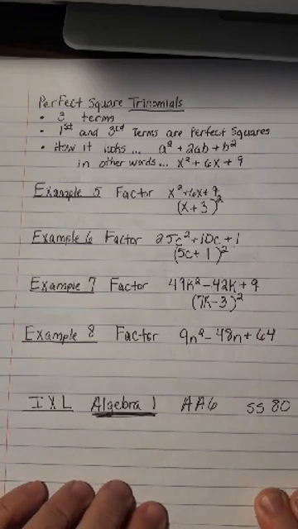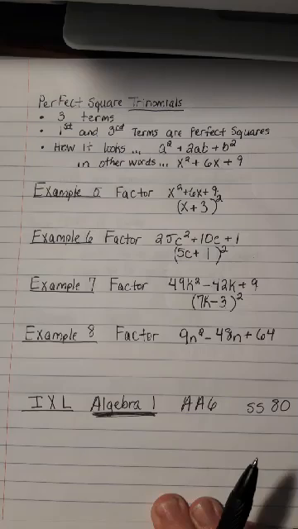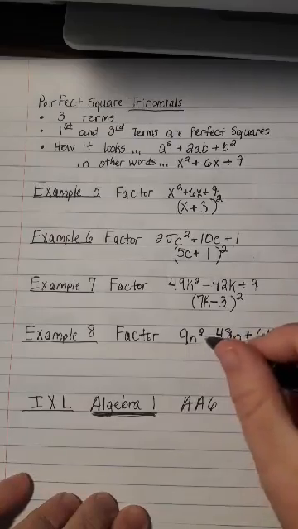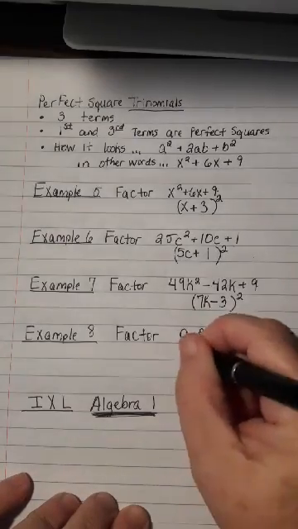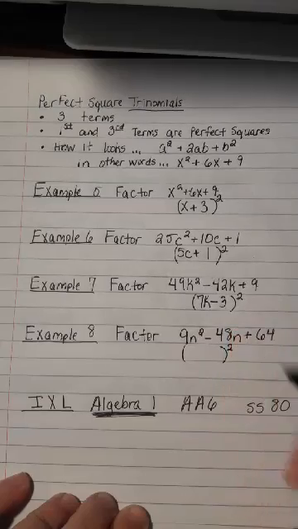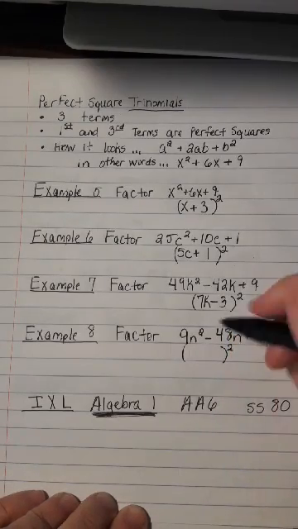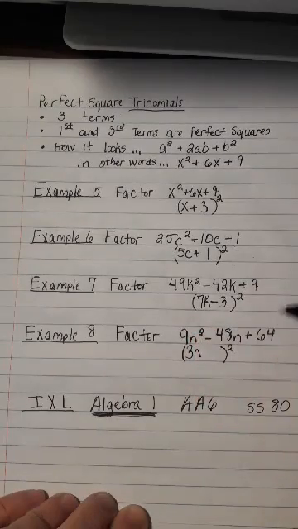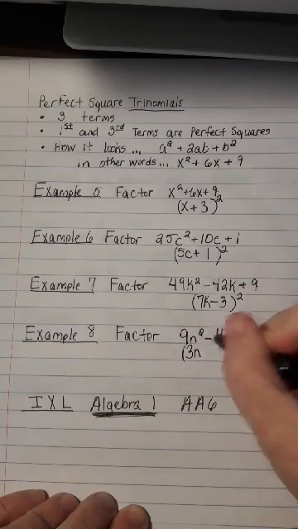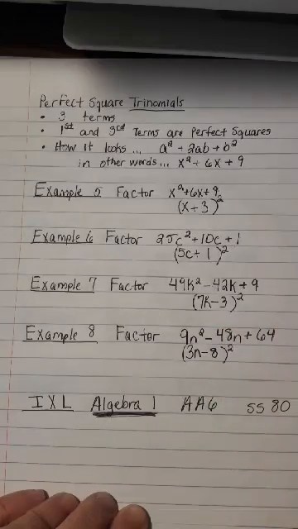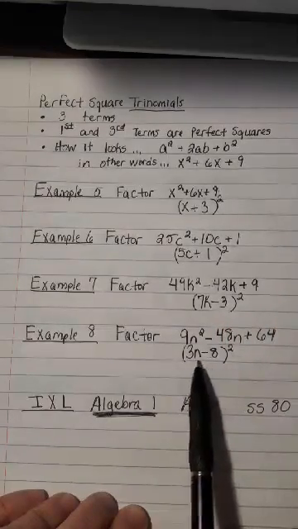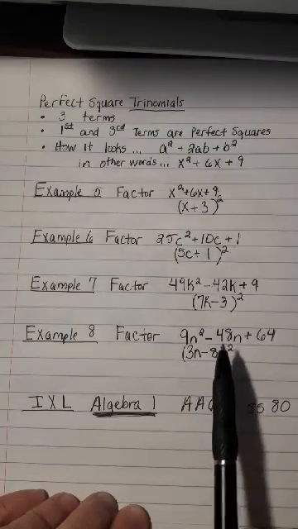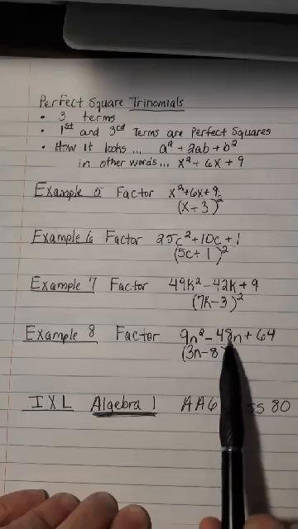And then example 8, this is our last example for this one IXL assignment. So again, we have a perfect square trinomial. I'm going to put my parentheses to the second power. Take the square root of 9n to the second, which is 3n. Take the square root of 64. Use the sign that's in the middle, so that'll be minus 8. And that's your answer. Just check it now to make sure that when you multiply these two in the middle, 3n times negative 8, you get negative 24. When you double that, you get negative 48.